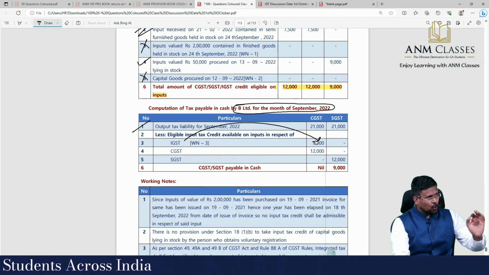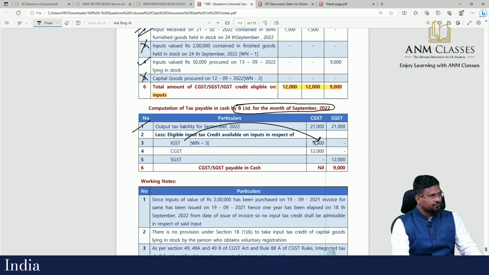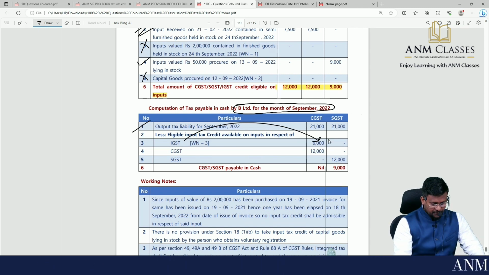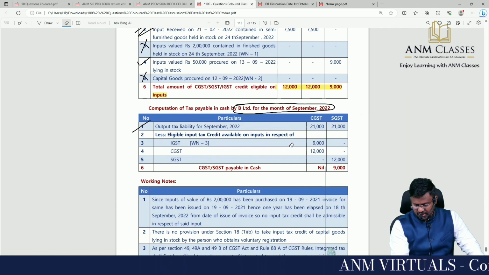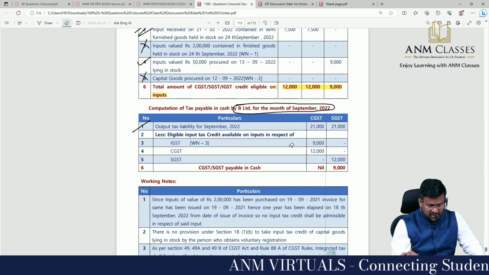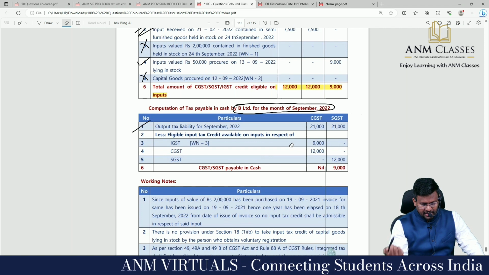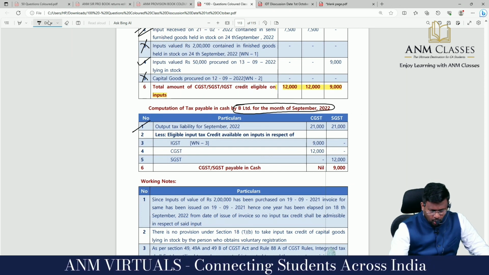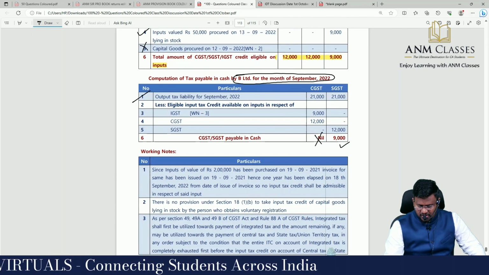We are having a rule that mandatorily IGST credit should be utilized first. Then CGST credit next. CGST credit can be set off against any CGST credit, and SGST can be set off against SGST credit. So there is no CGST payable, there is SGST payable of how much rupees, sir?